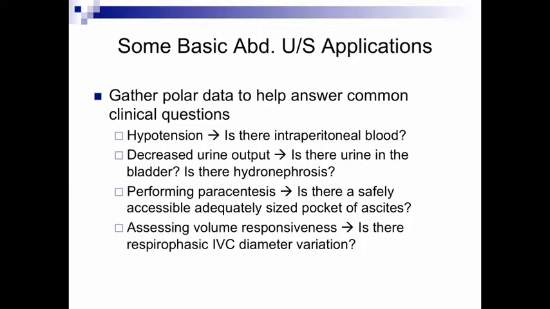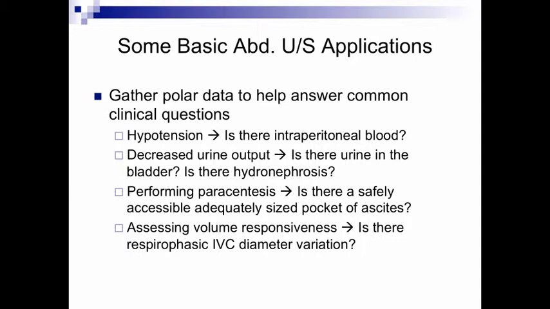So having said that, what are things that you can use abdominal ultrasonography for in a clinical context that are relatively straightforward and basic things to do? The way I approach it is I think of it as, are there some polar questions, meaning they have a yes or no answer, that you can ask, perform a focused abdominal ultrasonography assessment, and gather a piece of data that helps you answer that question. So if you're evaluating a patient who's hypotensive in the appropriate clinical context, your abdominal ultrasound can help you answer if there's intraperitoneal blood or not.